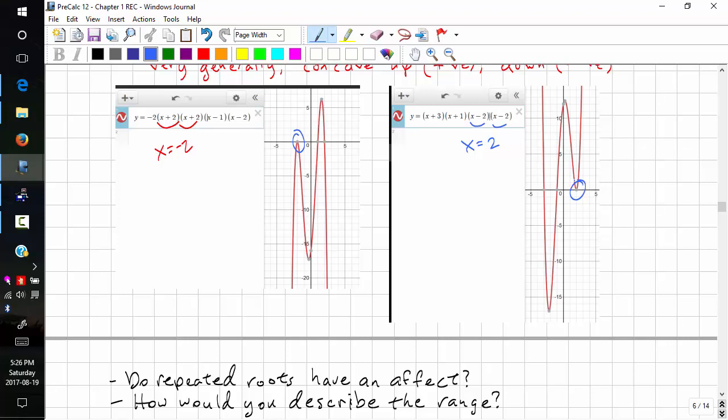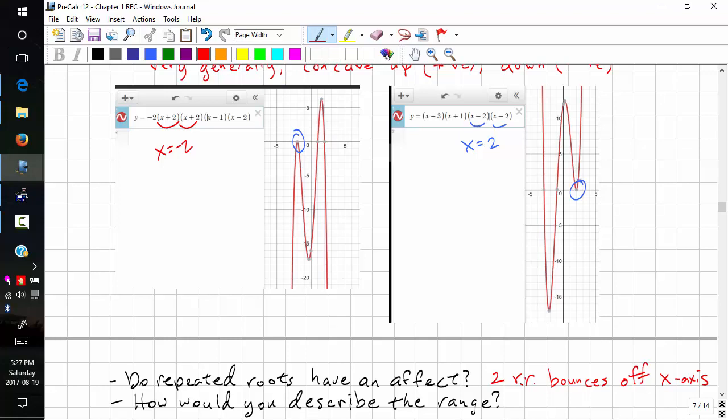If we look at the roots at 1 and 2, it goes right through the x-axis. Here, it bounces off the x-axis. At negative 3, goes through, negative 1 goes through, and at 2, it bounces off the x-axis. So we write: two repeated roots bounces off the x-axis.